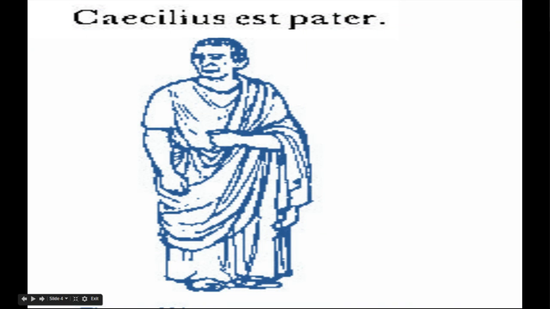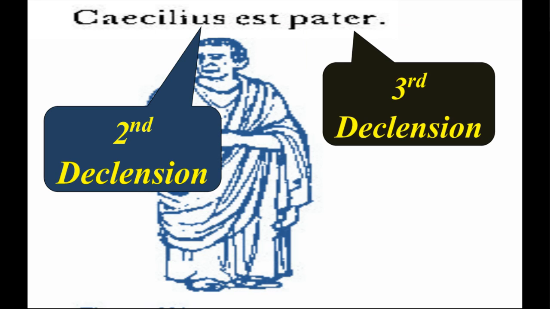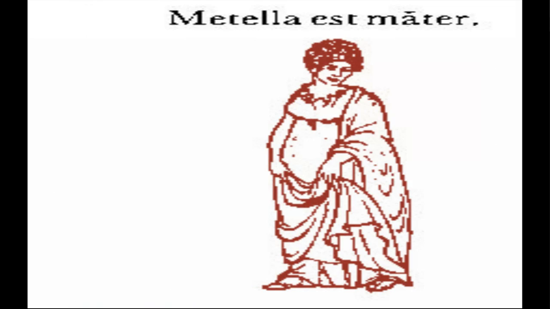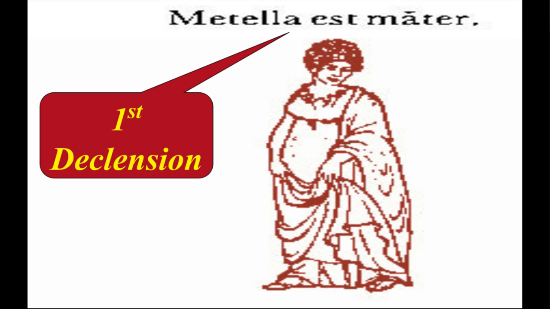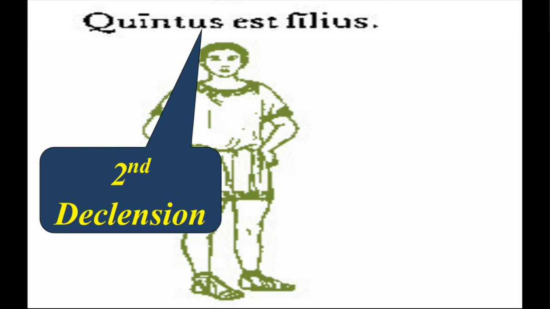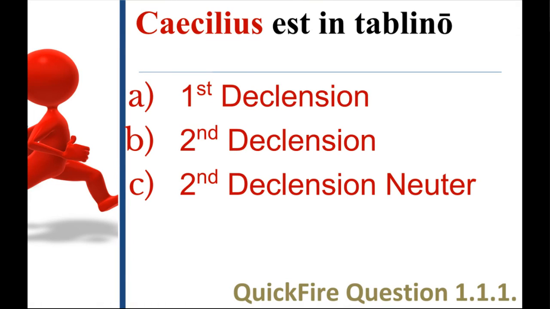Now, these declensions are useful because all nouns fall into them. Caecilius, by that US, falls in the second declension. Pater doesn't have a normal ending, therefore it's third declension nominative. Metella, first declension, ends in A. Mater doesn't end in A or US, therefore it's third declension. Quintus, nominative, it's going to be second declension. Filius, second declension. So, Caecilius here, it ends in US. What declension will it follow? Second declension.